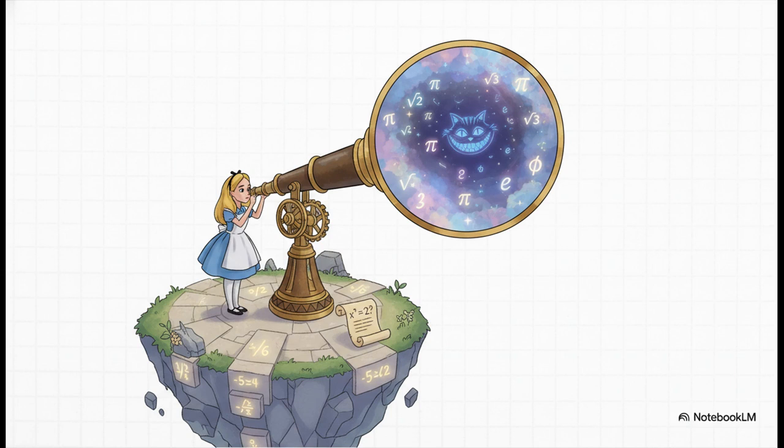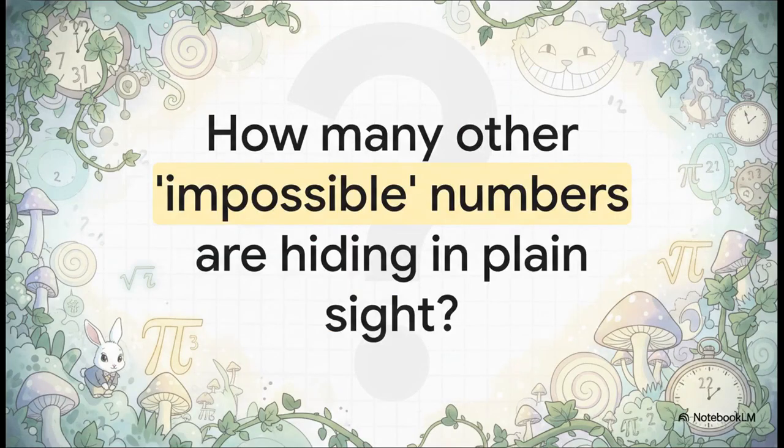The ancient Greeks didn't fail. They succeeded in discovering that the mathematical universe was infinitely richer and more mysterious than they had ever conceived. And that leaves us with a final thought to chew on. The square root of 2 isn't alone. Numbers like pi, the golden ratio, the square roots of 3, 5, and 7, they're all irrational too. It makes you wonder, right? How many of these essential, impossible numbers are out there, quietly shaping the very fabric of our reality?